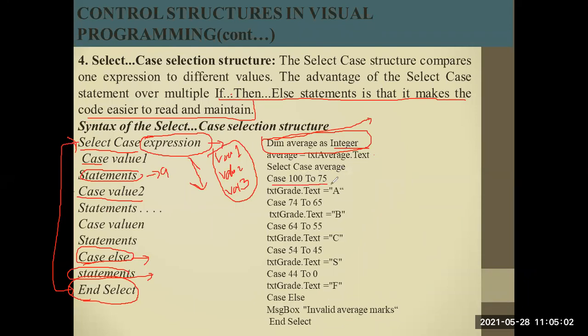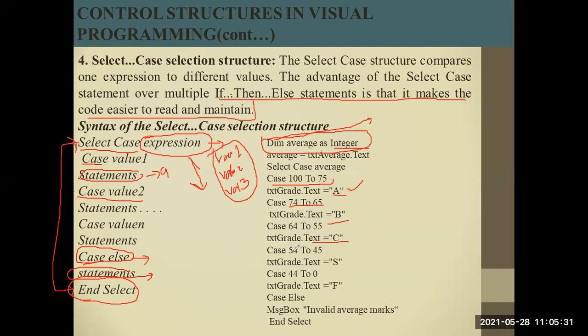Now this is my case 1. If the average is between 100 to 75, what will I store in the text grade? I will store A. Now if the case value is between 74 to 65, what will I store in the text grade? I will store grade B. If the case is between 64 to 55, then I will store the grade text equal to C.